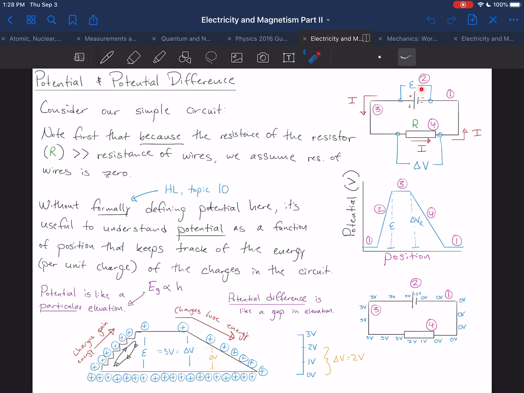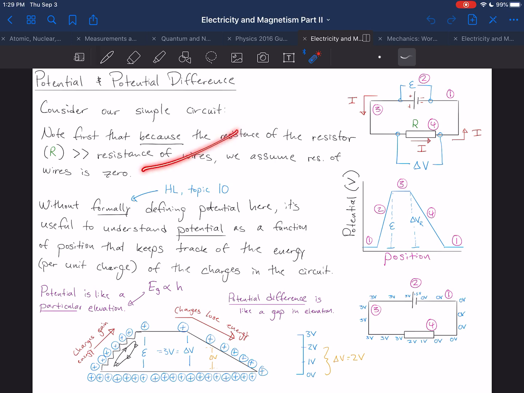This is just the resistor with a current that flows from one point out of the battery through the resistor and then back into and through the battery. Note that first, because the resistance of the resistor itself, the green R, is much, much bigger than the resistance of the wires, we're assuming the resistance of the wires is 0.